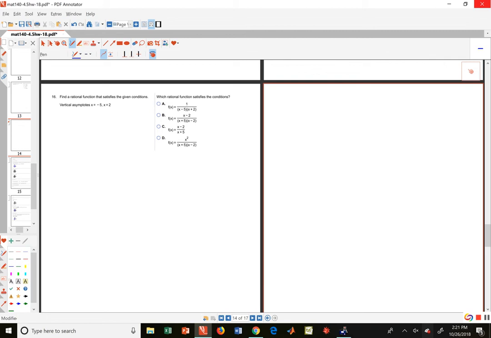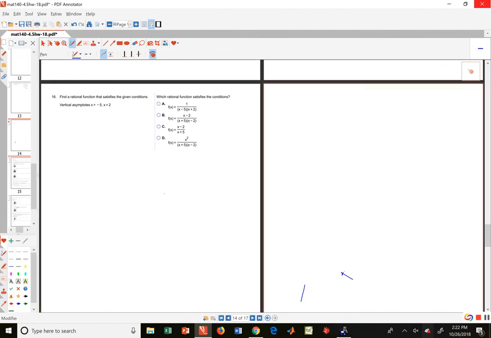It says find a rational function that has vertical asymptotes x equals -5 and +2. Well, I think our only choice here would be B or D. Now, it says find a rational function that satisfies the vertical asymptotes -5, +2. -5, +2. B is not going to work.